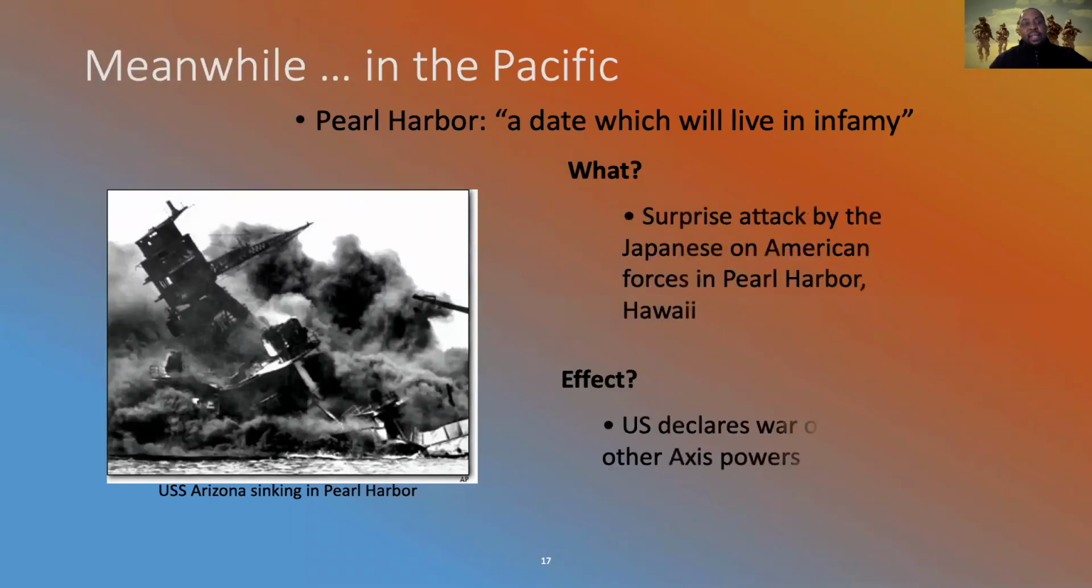All right, so 1941, Pearl Harbor, a date which will live in infamy. So what happened was that there was a surprise attack by the Japanese on American forces in Pearl Harbor, Hawaii. The effect: the U.S. declares war on Japan and other Axis powers. So Pearl Harbor is a U.S. naval base near Honolulu, Hawaii, that was the scene of a devastating surprise attack by Japanese forces on December 7th, 1941.